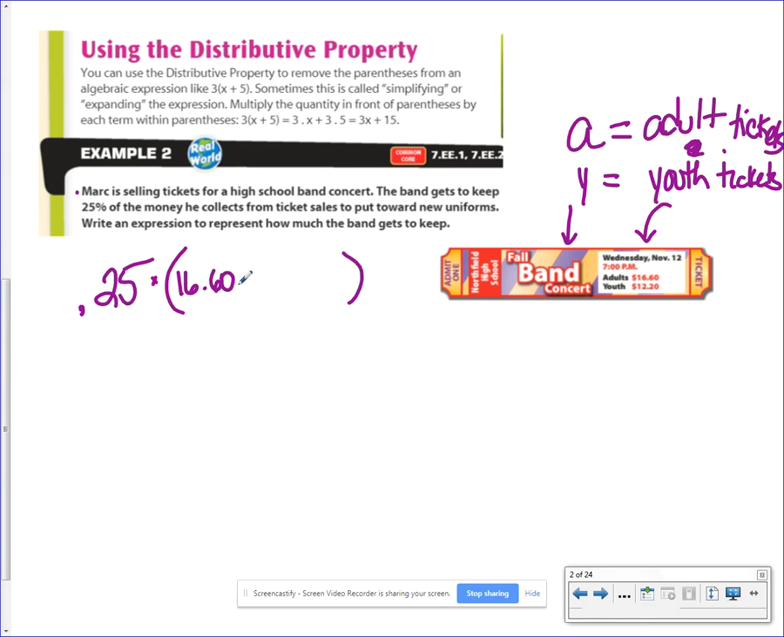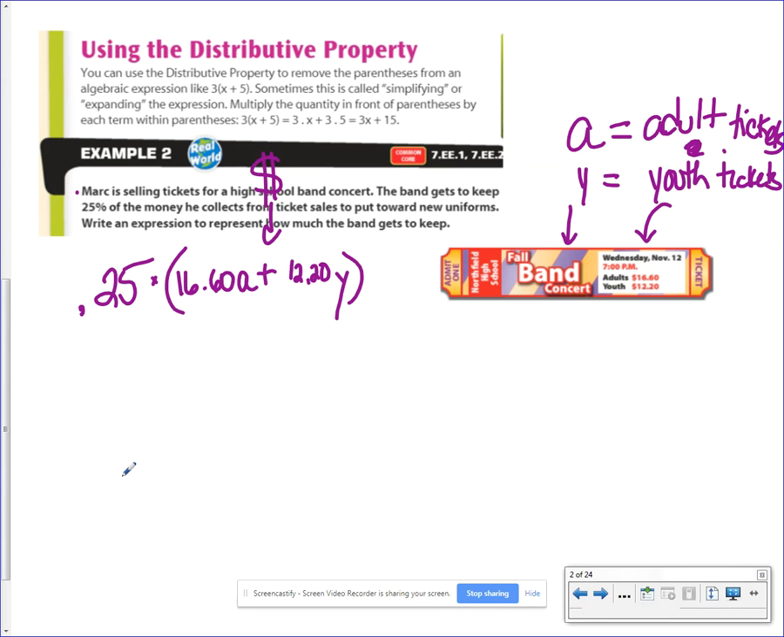$16.60 times A will tell me how much money I get for the adult tickets. Plus, I'm going to charge $12.20 times however many youth tickets we sell. Everything inside here is how much money you're going to raise in total by selling the tickets. Then the band gets 25% times that whole chunk.